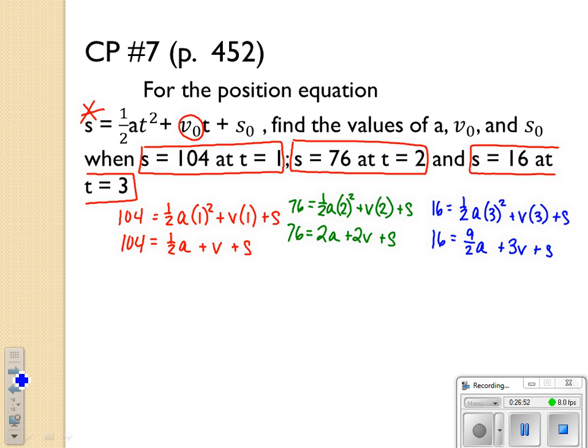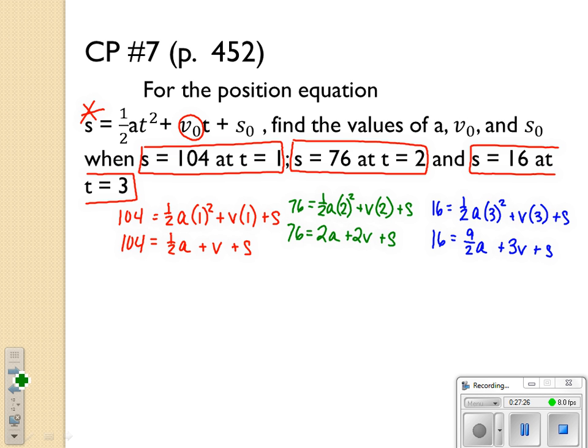All right, so if we're going to come up with values for this, we're going to implement our methods. We're going to use elimination or substitution to come up with values for a, v, and s. All right, let's start working. So what I did was I eliminated my a's. I used my first two equations. I have 1/2 a in the first one, and I have a positive 2a in the second one.